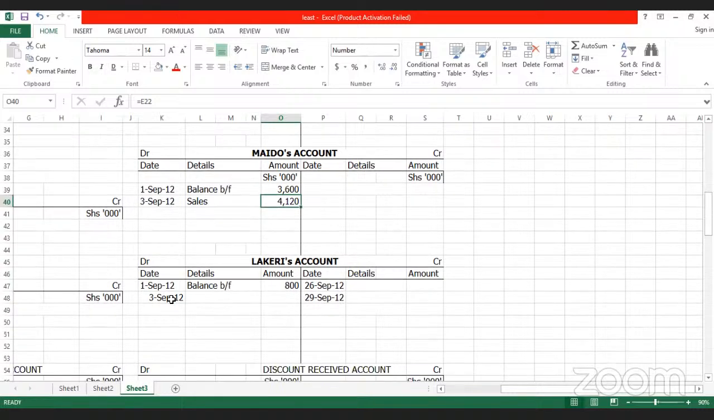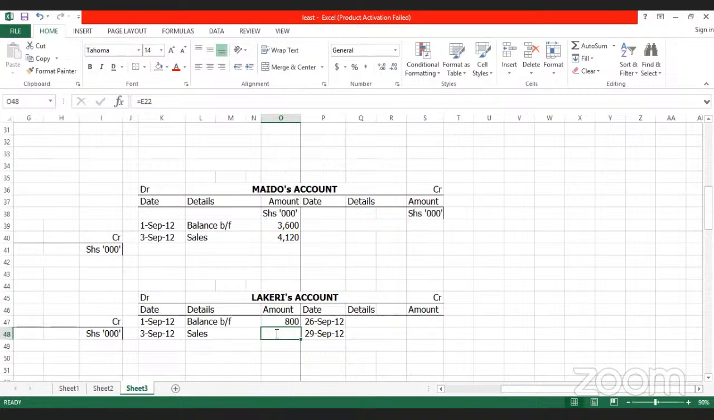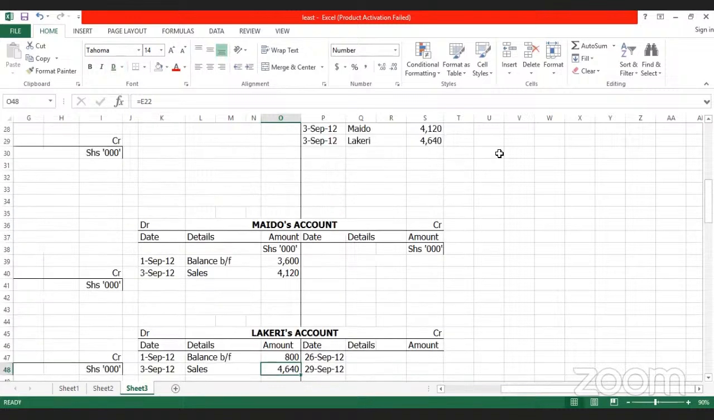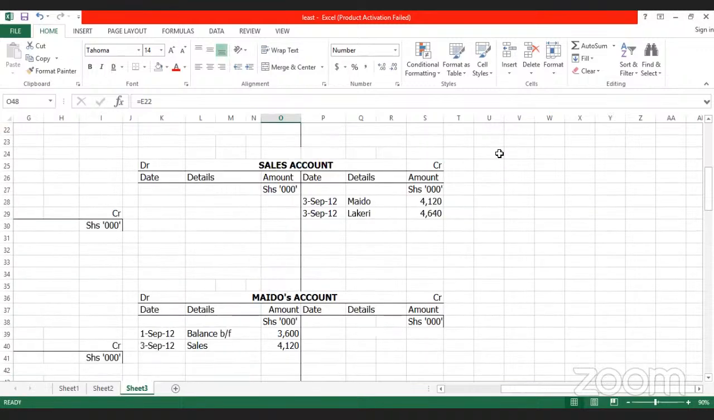In Luckily, there was a balance of 800. Then sales for 640. That is Luckily. So that is the transaction on the 3rd. We need to go back and look at the next transaction, and then we see what to do.